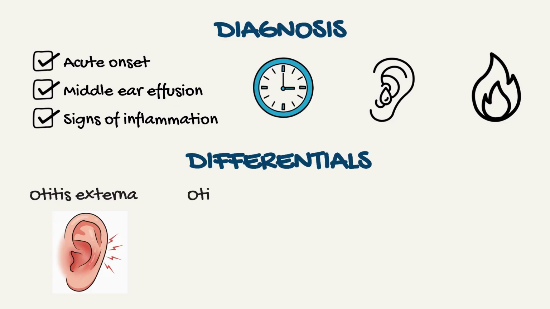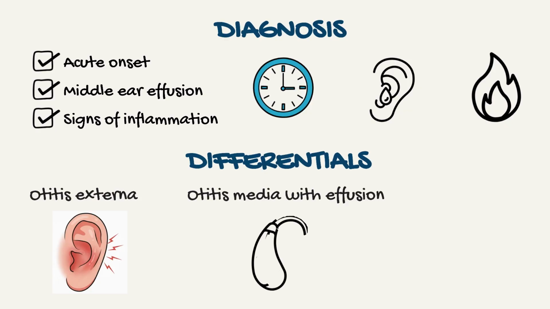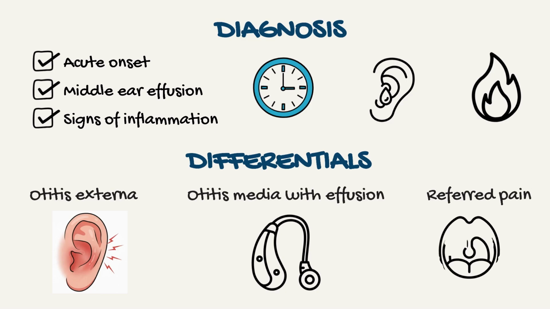Another differential would be otitis media with effusion, otherwise known as glue ear. This is fluid without acute infection. The main symptoms can be hearing loss rather than pain or fever. On otoscopy, the tympanic membrane will be retracted and dull, often with visible air fluid levels, but not red or bulging. And lastly, referred pain. This is a classic trap. Always examine the throat for tonsillitis and the mouth for dental abscesses, as both can present with ear pain.